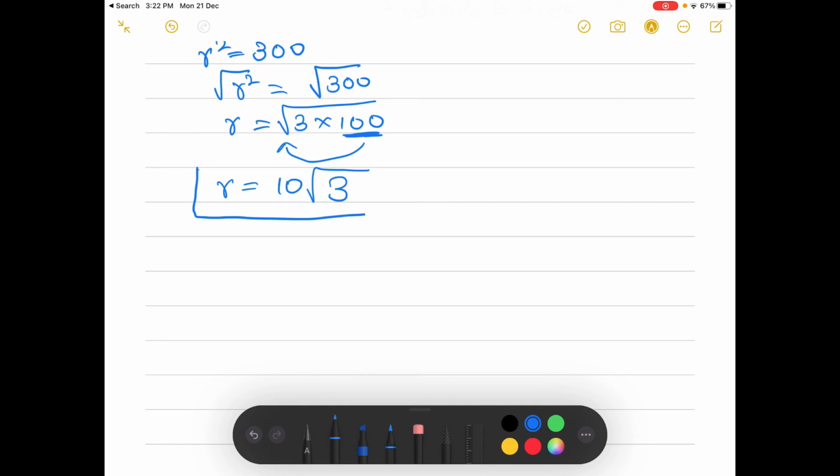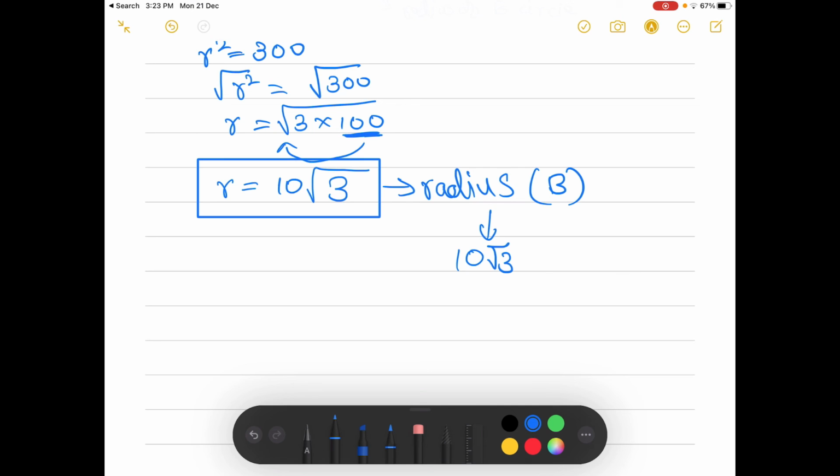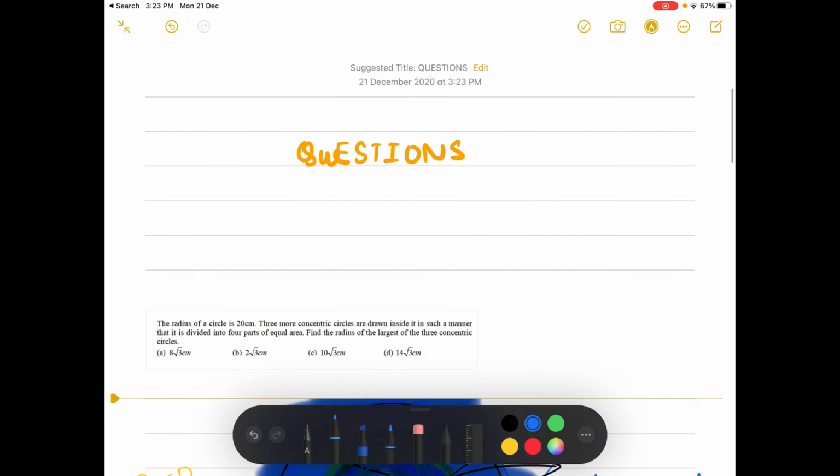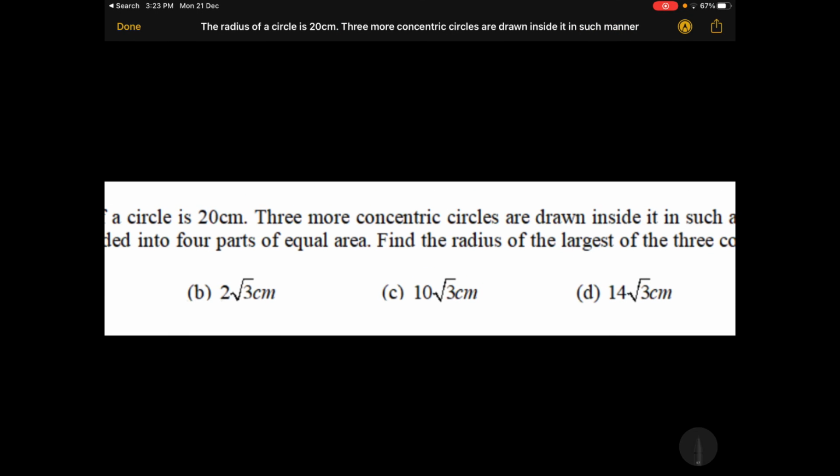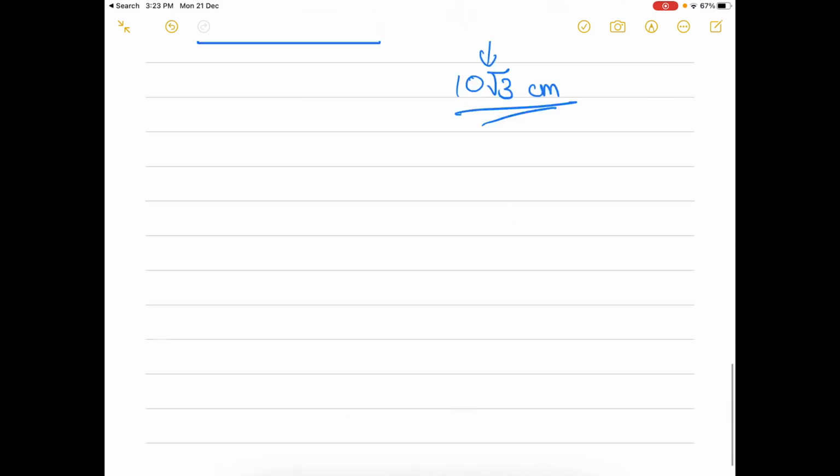So we can hence conclude that the radius of the largest concentric circle, which is B, is 10 root 3 centimeters. Okay, so that was the question. Now let's see which was the option for it. Yeah, it was C. So the answer is C. I hope you all understood the question.